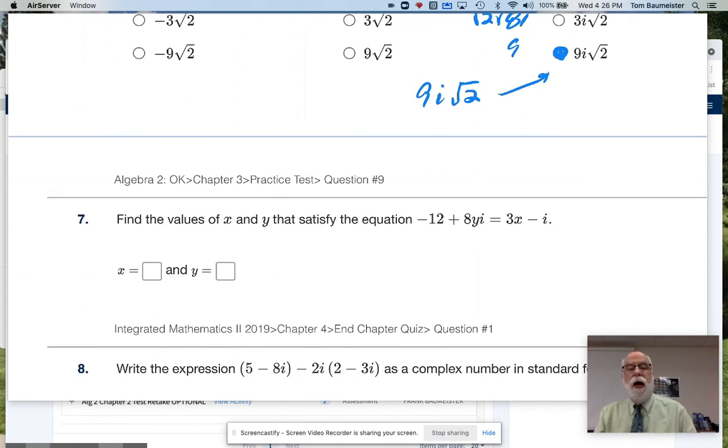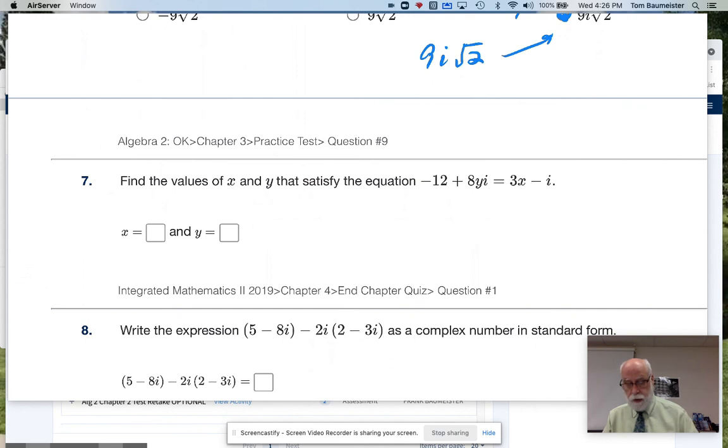Number 7, find the values of x and y that satisfy the equation negative 12x plus 8yi is equal to 3x minus i. Remember, I told you the real part equals the real part. So we can say that negative 12 is equal to 3x. If I solve that for x, I'll divide both sides by 3, and I'll get x is equal to negative 4.